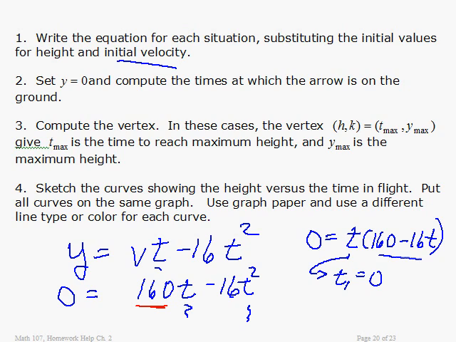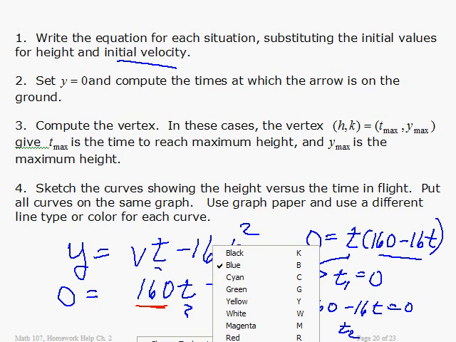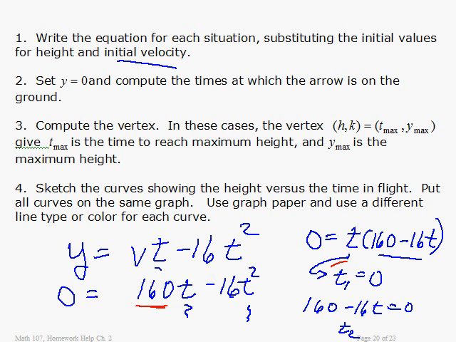Now you take this next term and you set that equal to 0. 160 minus 16t is equal to 0. Rearrange this until you find out what t is. That's the second time it's on the ground. Now that you have these two times that it's on the ground, you want to find its maximum height. Well, that maximum height is the peak, the vertex.